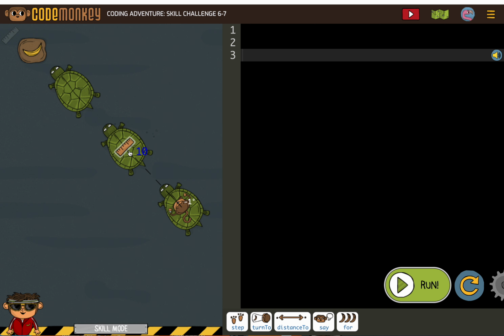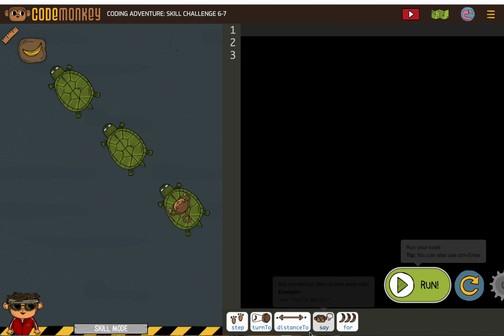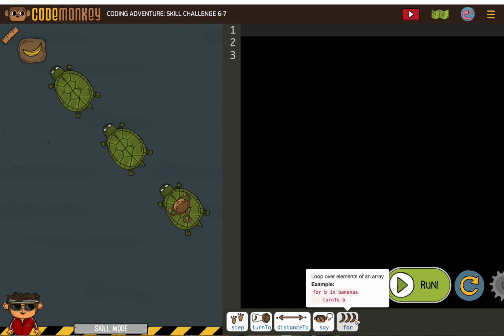Okay, from the monkey, hang on. I'm measuring the wrong thing. Okay, from the turtle's head to the next turtle, it's just 5. So, let's get our for loop. So, the directions helped focus us on moving the turtle.